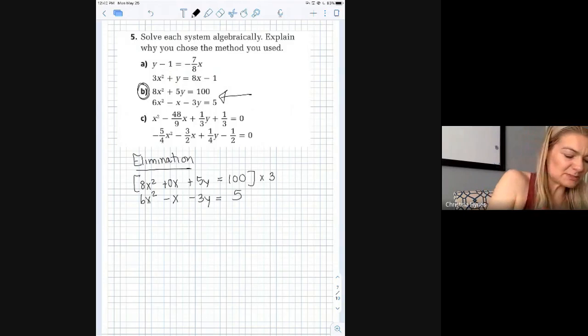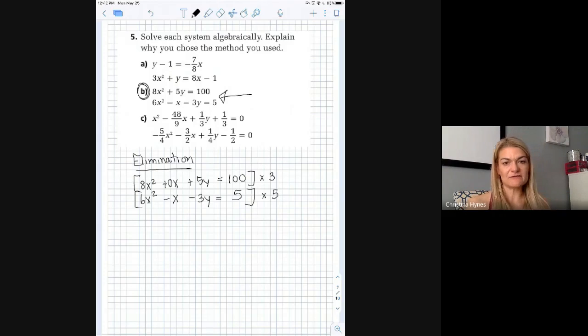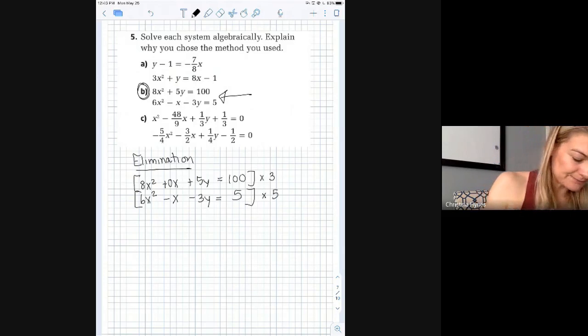Okay, so we're just multiplying it by the other number, and that's just a quick process. This row, we're going to multiply all by 5 so that the numbers in front of y will both have a 15, and then we can actually eliminate it, because you can't eliminate it if you have different coefficients.